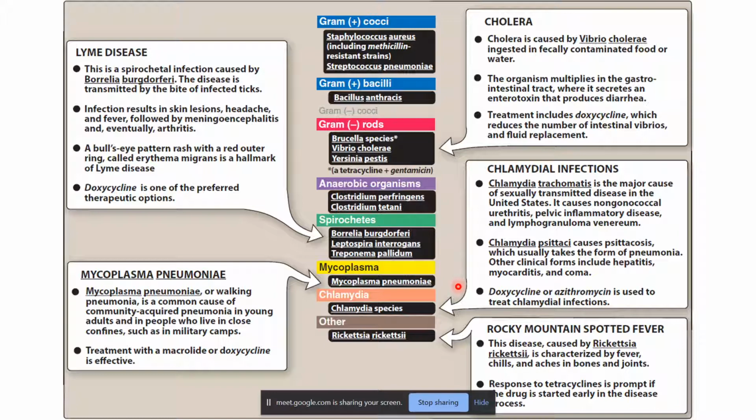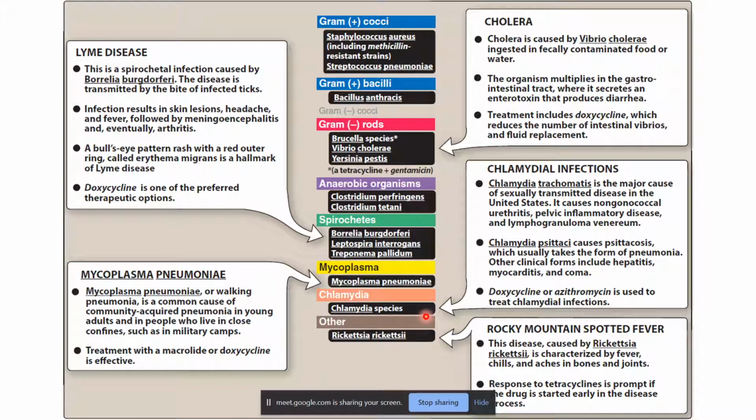Then also, yes, Leptospira. We forget about Leptospira, but it is not common, so I don't even remember what the disease is. I think it was some skin disease caused by Leptospira, but I'm not sure.